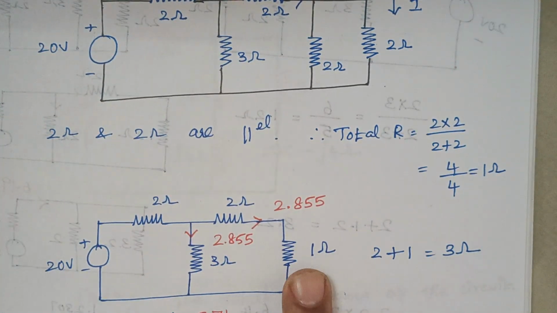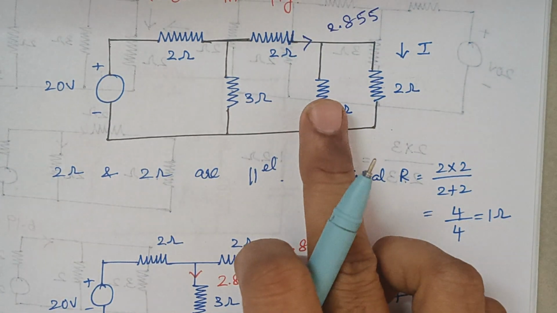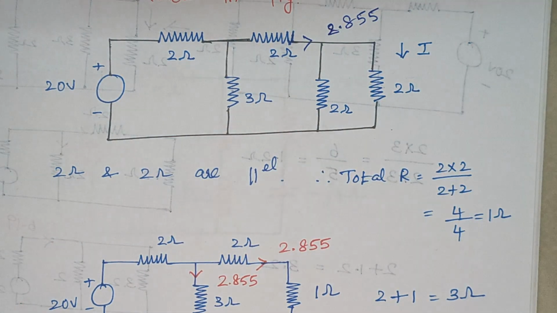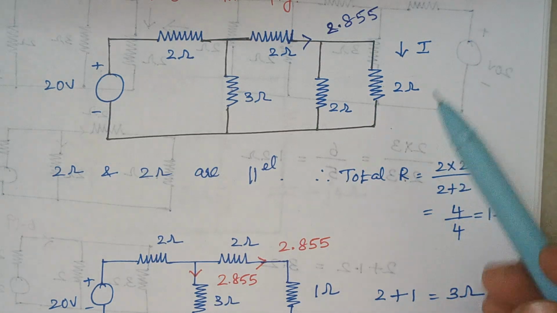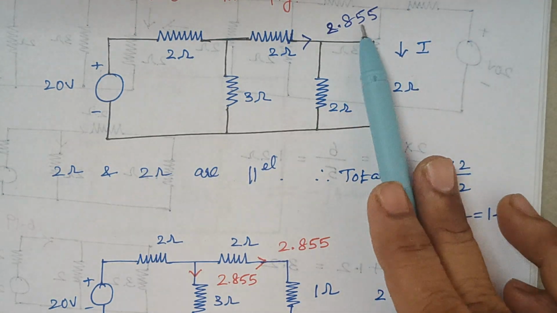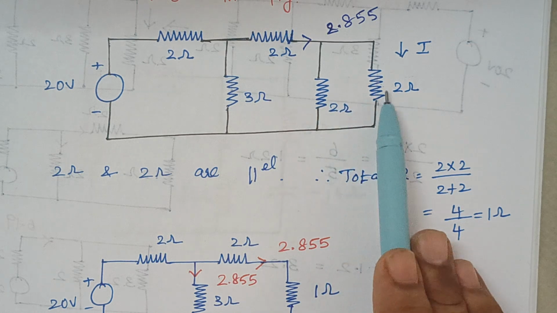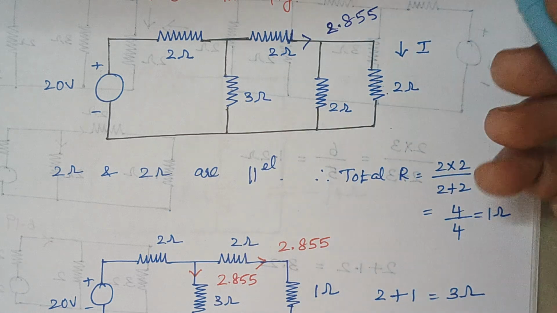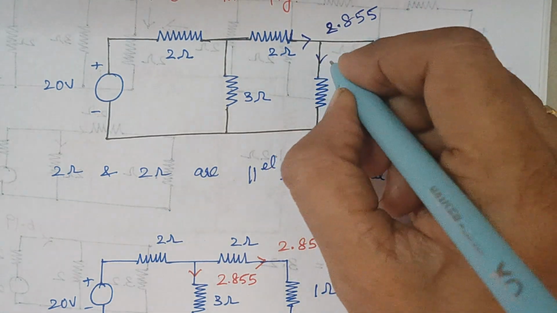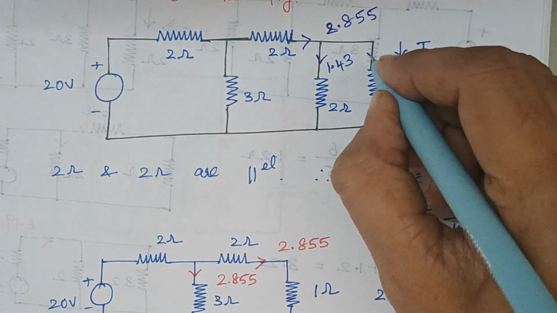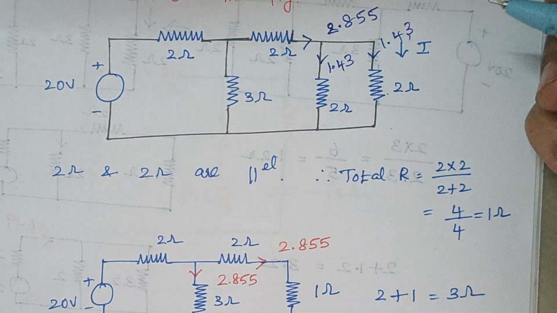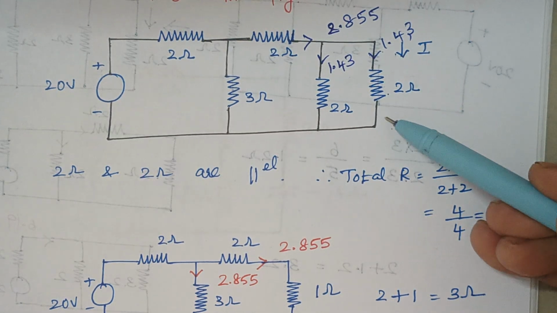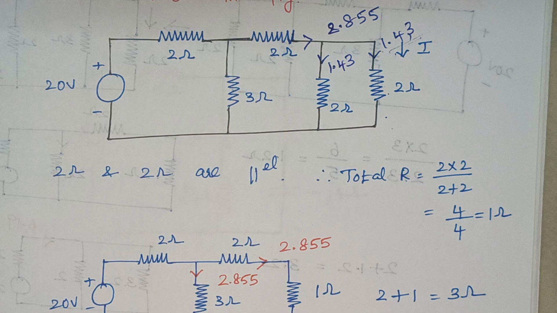Right, because this 1 ohm comes from the parallel combination of these two 2 ohm resistors. So here it is 2.855. Again, this current gets divided between these 2 ohm resistors, so here I simply divided this 2.855 by 2. That gives the answer as 1.43. So here flows 1.43 and here flows 1.43. Therefore, finally, the current that flows through this 2 ohm resistor is 1.43 amps.